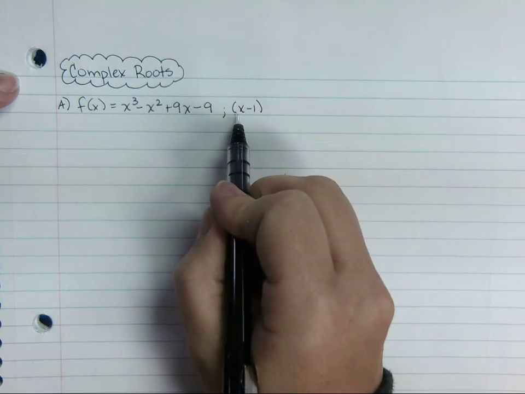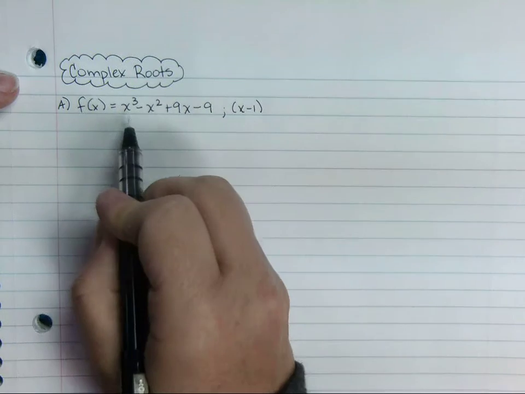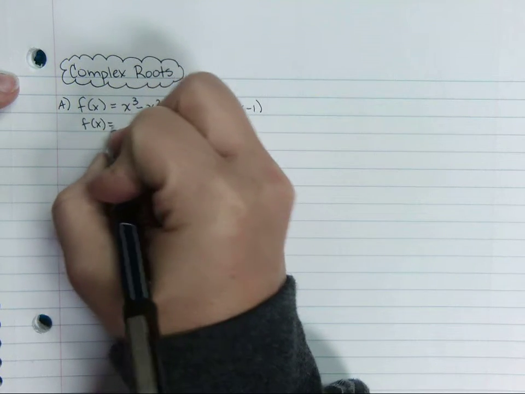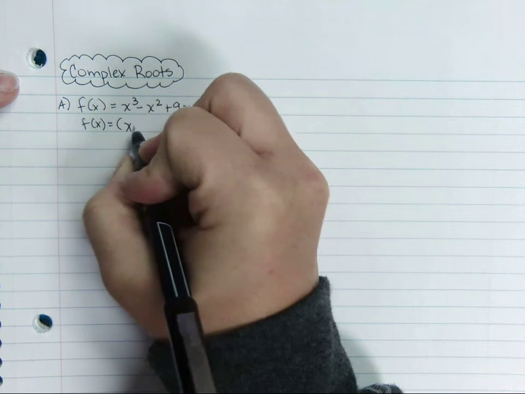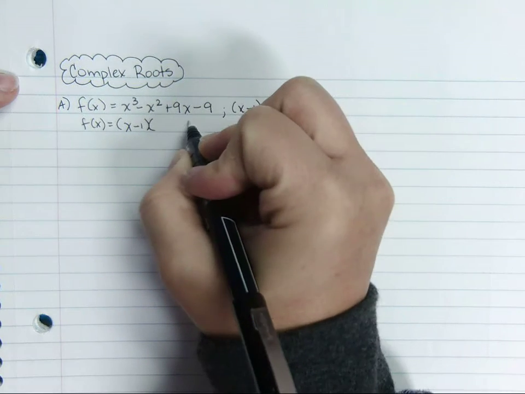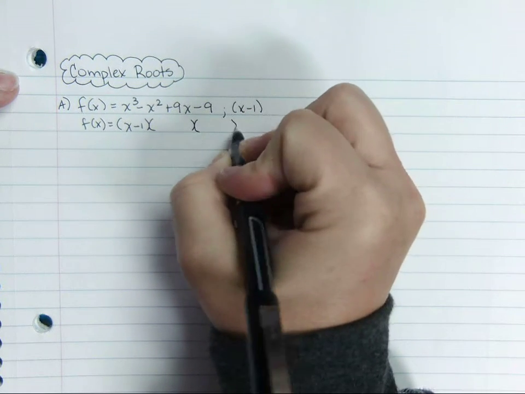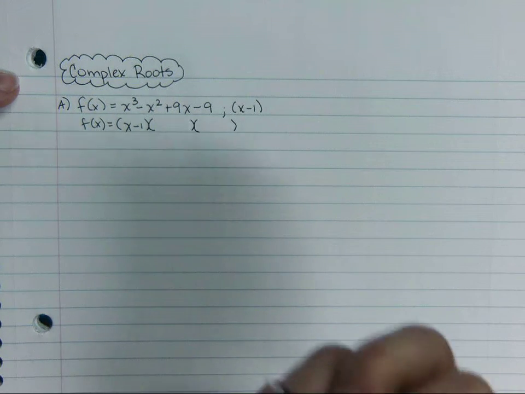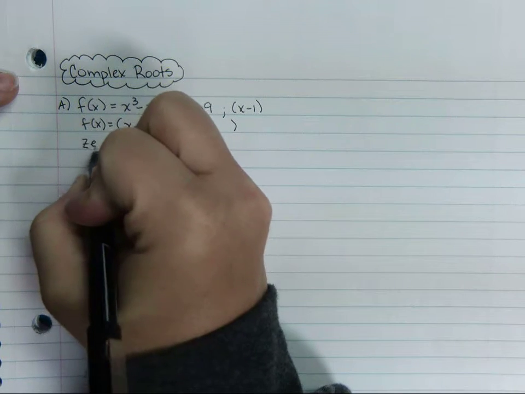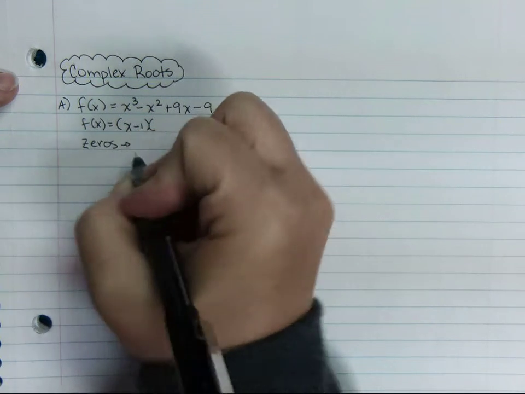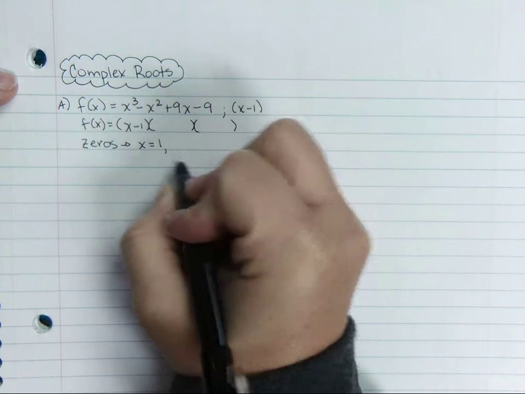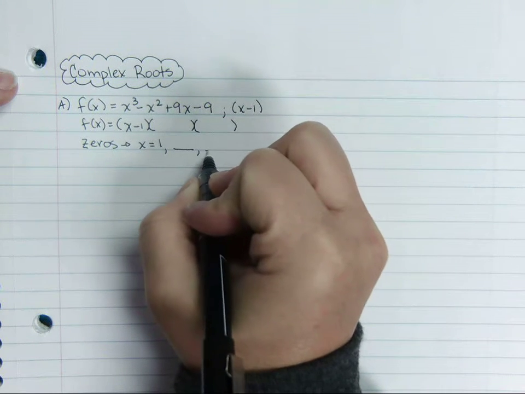Again, because I'm giving you one of the factors and we have a cubic, I need to find the remaining two factors. So I'm going to set up my little guide that I need to find two more factors. And I also need to make sure that I find all of my zeros. And so my zeros, again, I know one of them is going to be when x equals positive 1. And I need to find the other two.